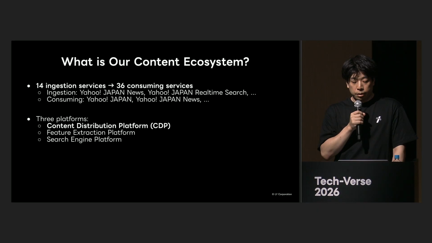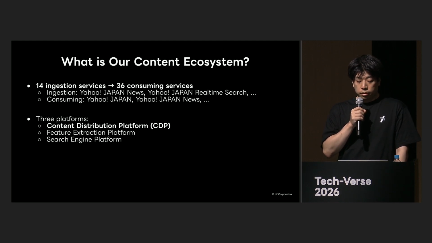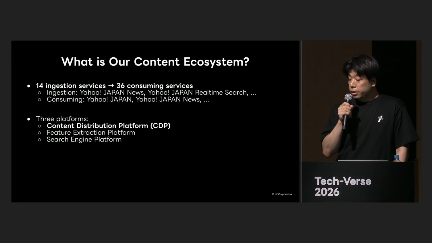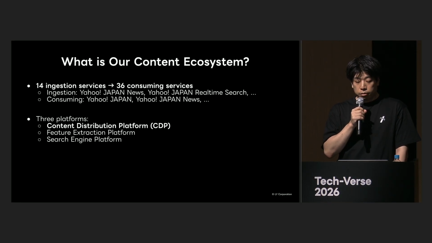This system consists of three main platforms. The first is the CDP. This is a platform for aggregating, distributing, bidding, and searching content. The second is the feature analysis platform. This is the foundation for extracting the meaning of content. The third is the search platform. This is an engine that responds to search recommendations.